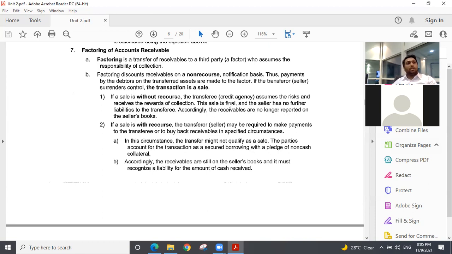Clear. Next one is if a sale is with recourse. The transferor or the seller may be required to make payments to the transferee or to the buyer, or buy back receivables in specified circumstances. In these circumstances, the transfer might not qualify as a sale. The parties account for the transaction as a secured borrowing with a pledge of non-cash collateral. Accordingly, the receivables are still on the seller's books, and it must recognize the liability for the amount of cash received. Clear?